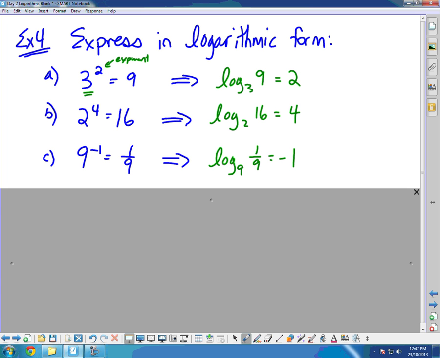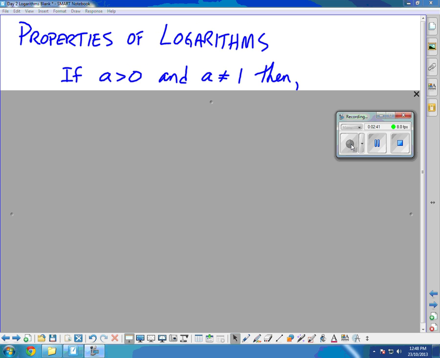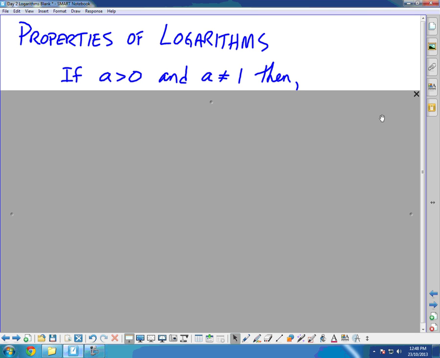So going back and forth is going to be a big part of your practice from the textbook, expressing it in logarithmic or exponential forms. Okay, next, we're going to look at some properties of logarithms. So these will pop up as we solve more complicated questions later on. And if we understand some of these properties and rules, then it'll allow us to move forward.